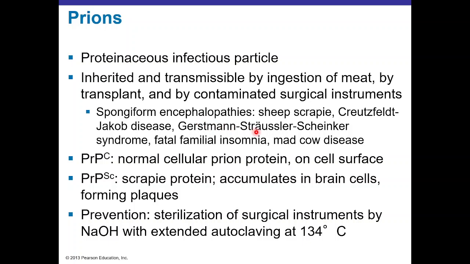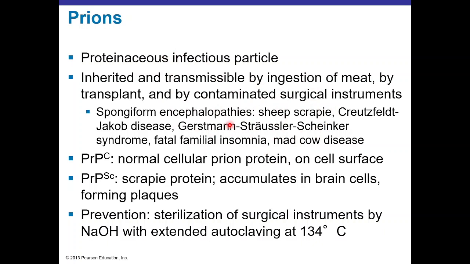So generically speaking, these infections are known as spongiform encephalopathies. Now, the way that a person can get infected with these proteins is by ingesting contaminated meat of cattle or even sheep, by having transplants from persons who were having these infections, or by the person having a surgery with contaminated surgical instruments with these prions.